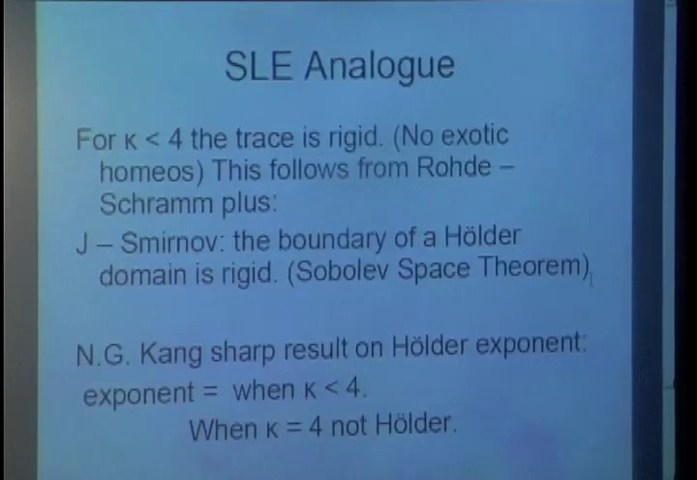And now we come to the SLE analog. So a sample theorem is that for kappa less than 4, the trace is rigid. So there are no exotic homeomorphisms. And this follows from Rohde-Schramm's theorem that the complementary domains are Hölder domains, plus a result due to me and Stas Smirnov that says the boundary of a Hölder domain is rigid. In other words, there are no exotic homeomorphisms. And this is a pure Sobolev space theorem where you do some complicated fundamental theorem of calculus and show that it's very much like quasi-conformal mappings. You have to show that you're in the space of one derivative in L1. Okay.